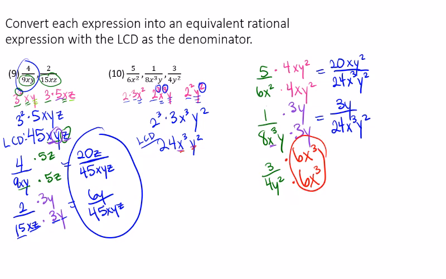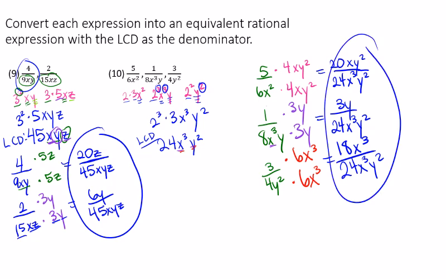So remember, we're just multiplying by 1, right? Anything over itself is 1. And so if we multiply by 1, we're keeping the same value, but we're just changing the appearance. So on top, 3 times 6x cubed is 18x cubed. On the bottom, we kind of know what we're going to end up with, right? But let's just double check. 6 times 4 is 24, x cubed, and then y squared, okay? So those are our equivalent expressions with the common denominator.